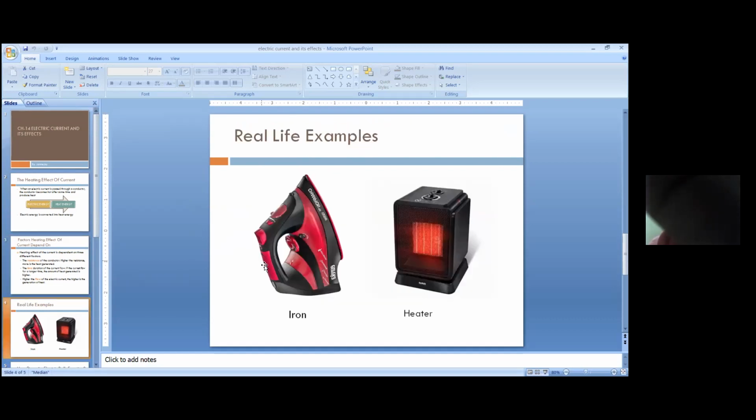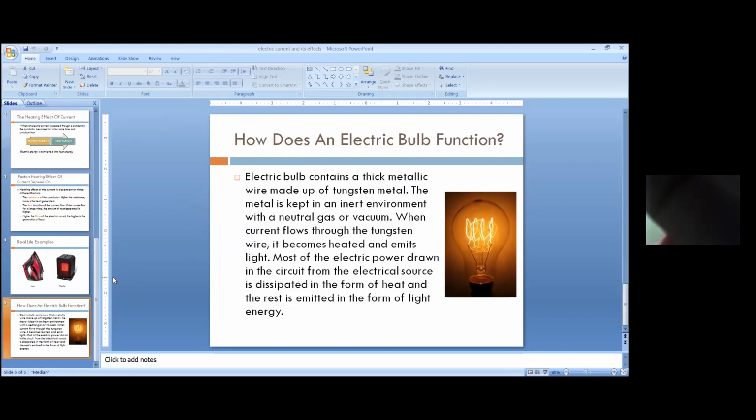Real life examples. An iron heater. How does an electric bulb function? An electric bulb contains a thick metallic wire made of tungsten metal. The metal is kept in an inert environment with a neutral gas or vacuum. When current flows through the tungsten wire, it becomes heated and emits light. Most of the electric power drawn in the circuit from the electrical source is dissipated in the form of heat, and the rest is emitted in the form of light energy.